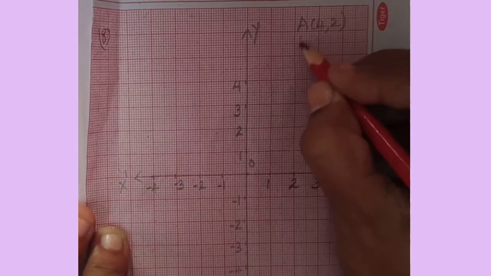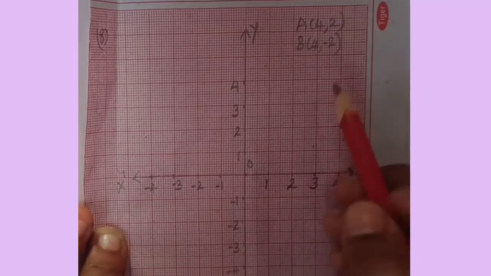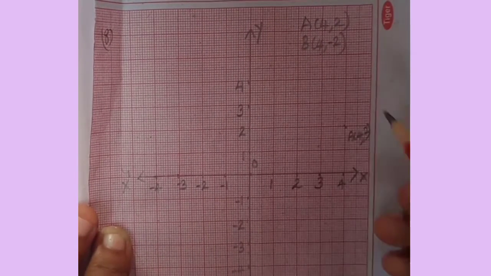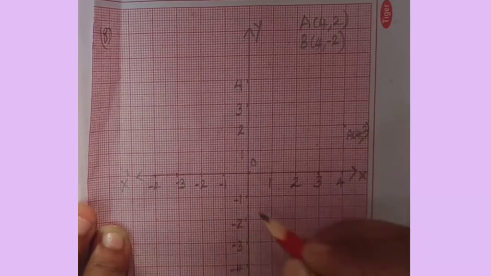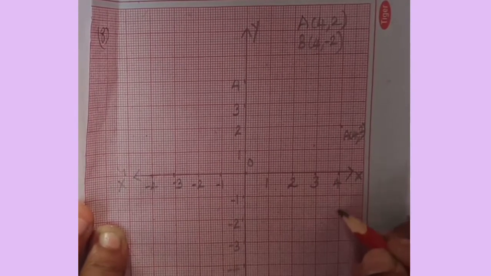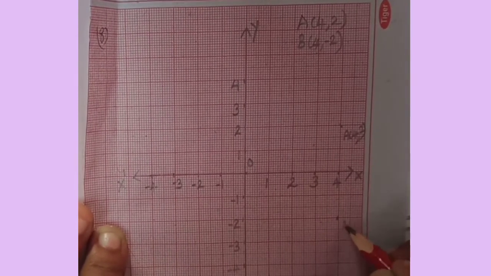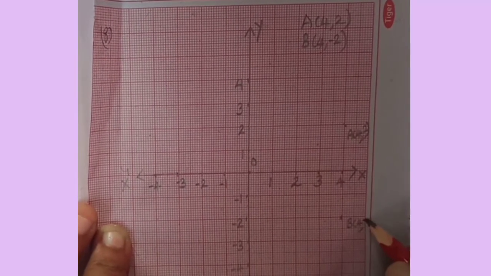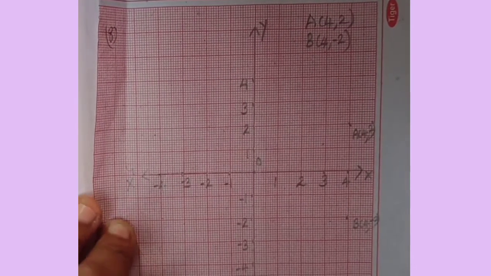Then the next point B of 4, -2. So the x value is 4 and the y value is -2. So this is x value 4, y value -2. The meeting point is B of 4, -2. Join.